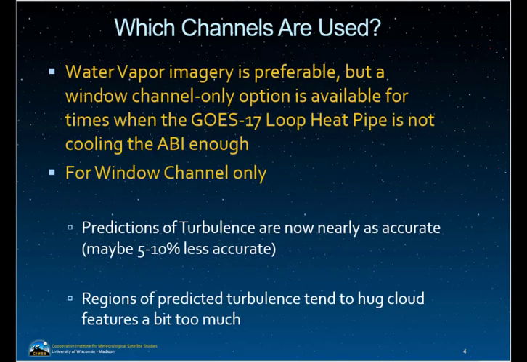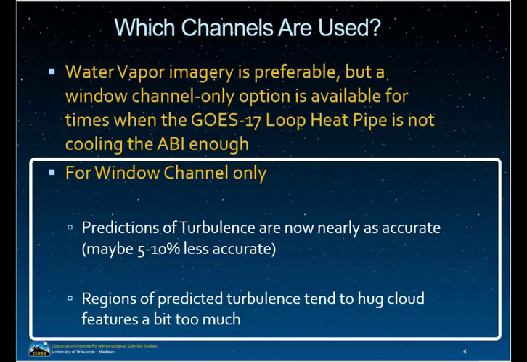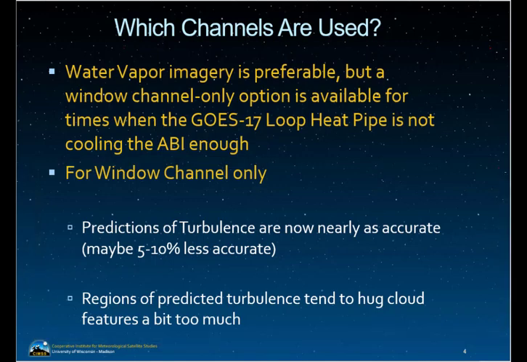Water vapor imagery, band 8 at 6.2 micrometers on both GOES-R and Himawari, gives the best performance. So why use infrared window channel data at 10.3 micrometers? When the loop heat pipe cannot cool GOES-17 sufficiently, then band 8 imagery can cease giving useful information. In that case, band 13 still gives information that is almost as accurate as water vapor imagery. The window channel data is perhaps 5 to 10% less accurate, however, and regions of predicted turbulence for window channel detection tend to hug cloud features too much compared to water vapor detection of turbulence.